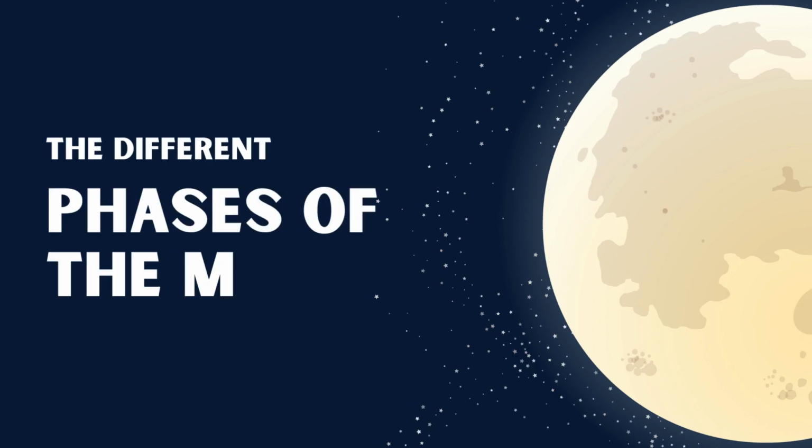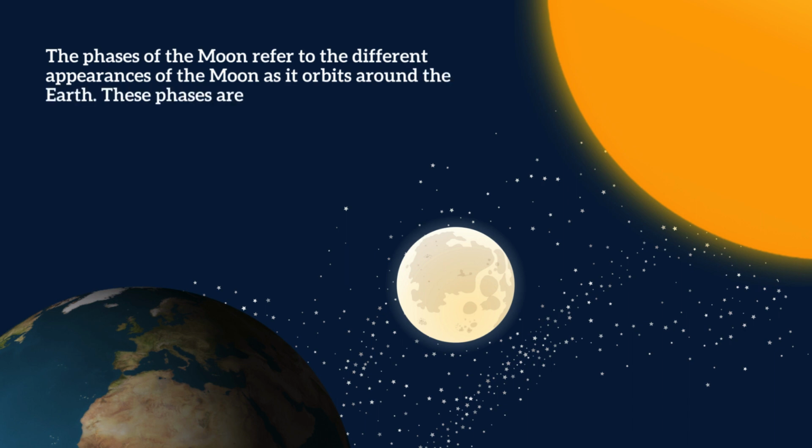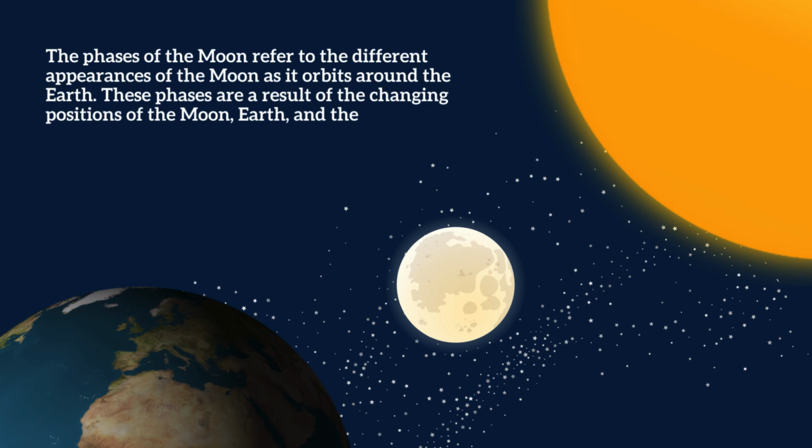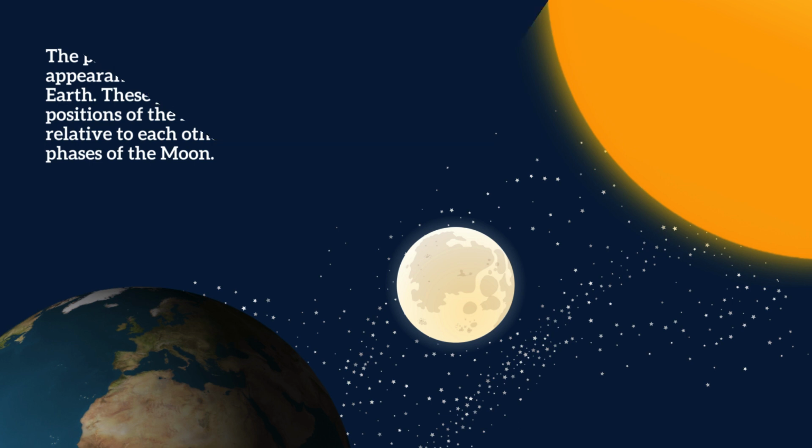The different phases of the moon. The phases of the moon refer to the different appearances of the moon as it orbits around the Earth. These phases are a result of the changing positions of the moon, Earth, and the sun relative to each other. There are 8 primary phases of the moon.